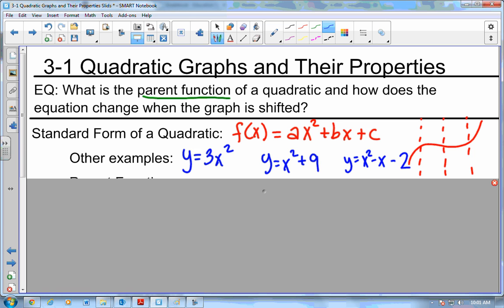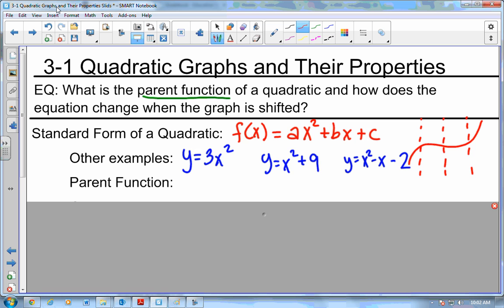If the highest degree is a 1, these are the ones you did last year. Y equals x. What type of a graph is y equals x? Straight line. And we have a fancy word for line. It's called linear. So if x to the first power is our function, then it would be linear. Once we get x squared, it becomes quadratic.